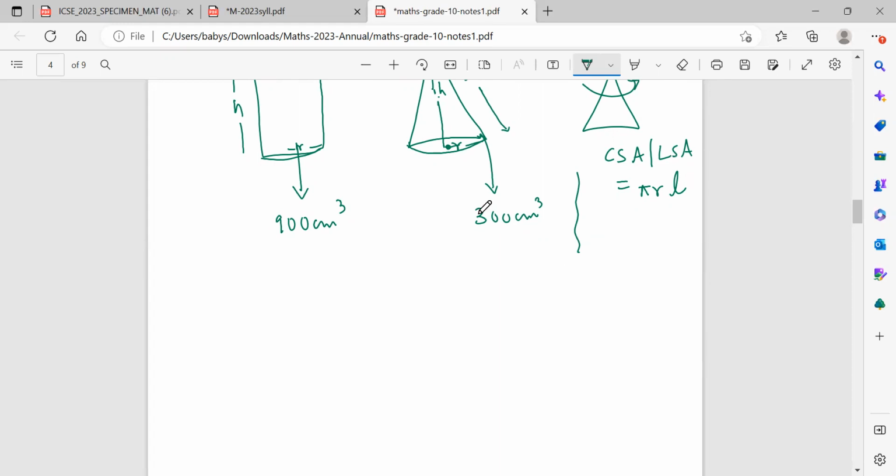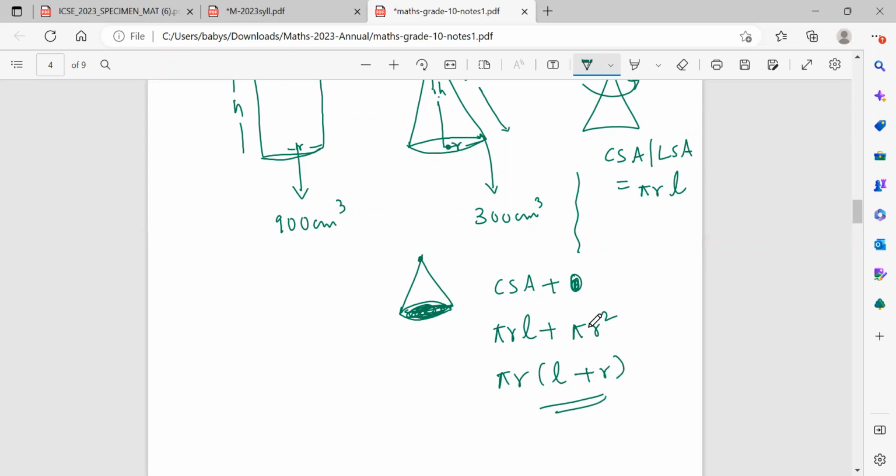And what is the TSA? Suppose it's a solid cone, then the base will be also considered, right? The bottom solid circular portion also will be considered. So along with CSA, I have to add that circular region. CSA is pi r L, and down there's one circle, right? In cylinder you have two, here you have only one. The other one is a point, apex is a point, right? So it will be pi r square. So you can take out pi r and you can take out L plus r common. So this is as far as your cone is concerned: pi r into L plus r.